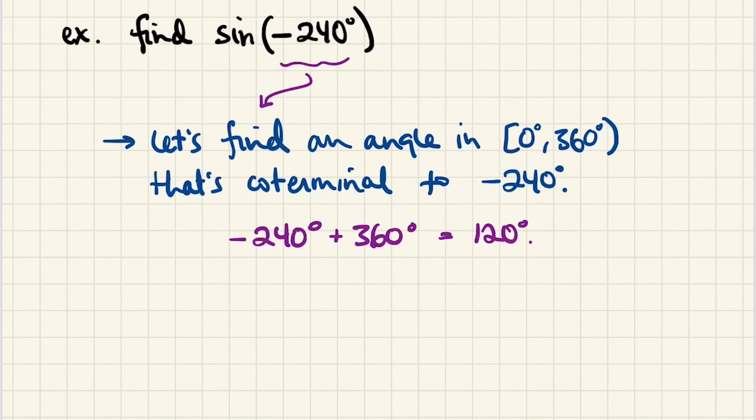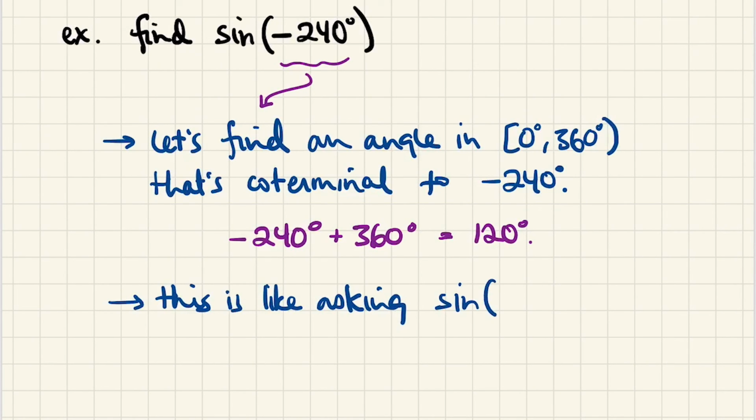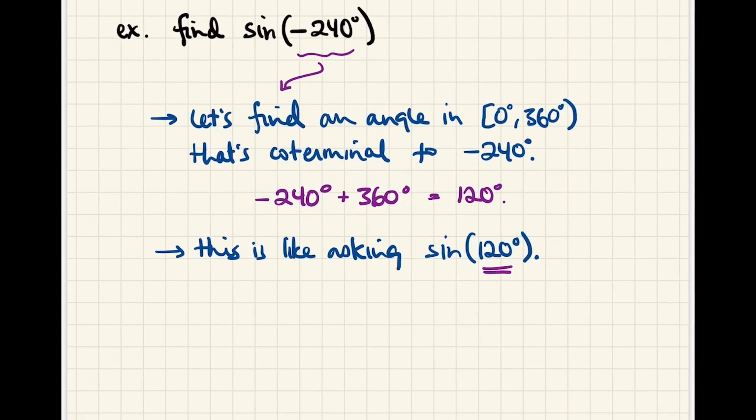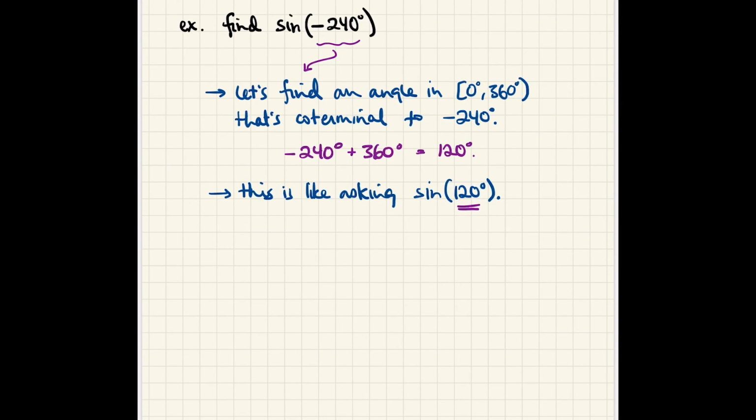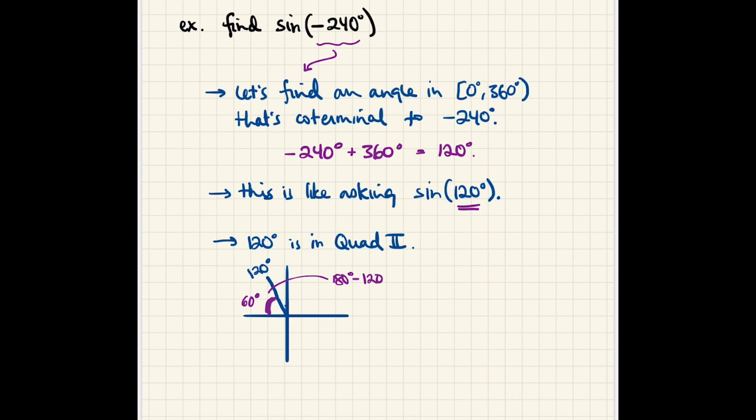So it's like we're really asking, what is the sine of 120 degrees? And what do we get out of that? Well, we know that this is in quadrant 2, and we can find its reference angle easily. So 120 degrees is about there. And its reference angle would be this little gap here to the nearest portion of the x-axis. So that would be 60 degrees. 180 minus 120, which is 60 degrees.